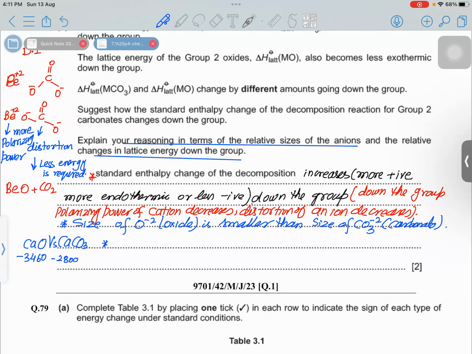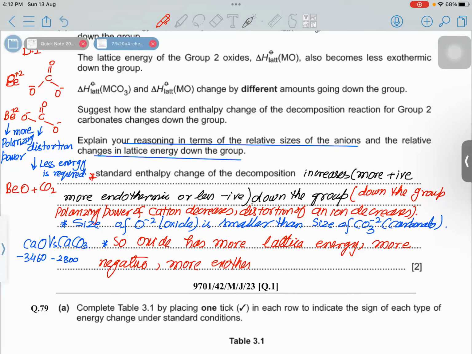So third point. So oxide has more lattice energy, more negative, more exothermic than carbonate. Now, read the question again, and read the answer again.